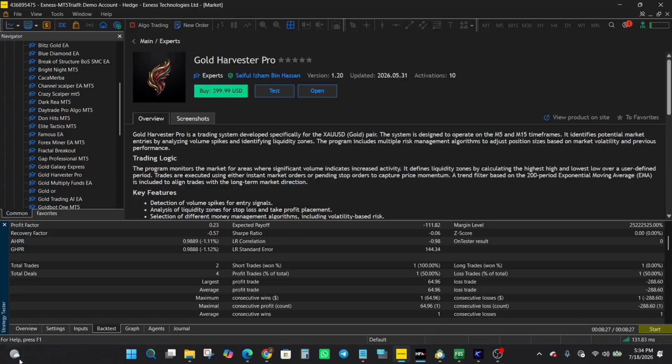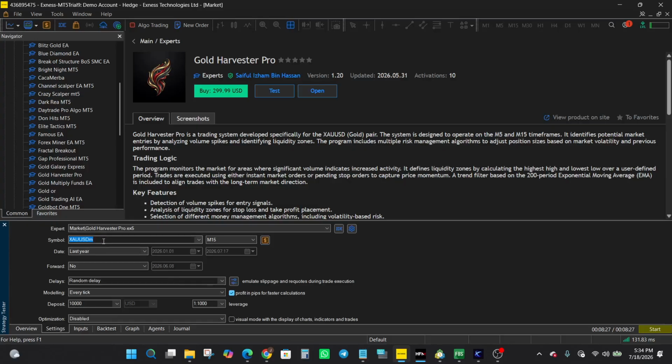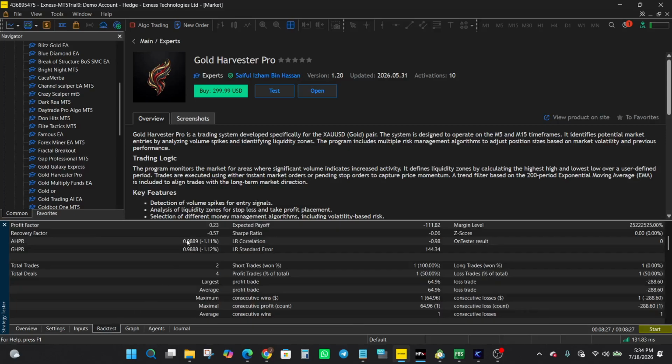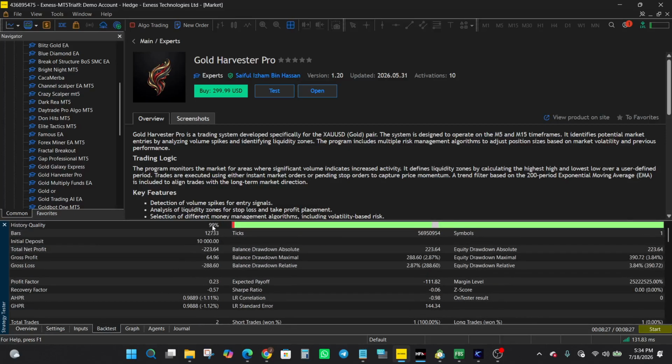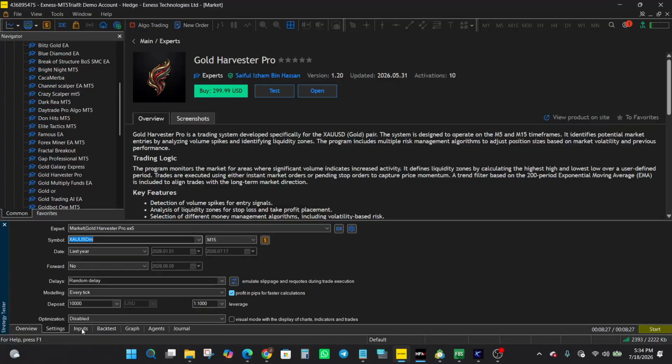So this covered XAUUSD on M15 from the start of January through mid-July 2026, with history quality at 99%. So the data itself is quite reliable. There just wasn't much trading activity captured in this particular test window. But if you want to test the EA, I recommend you test it across other brokers to see if you have different results.